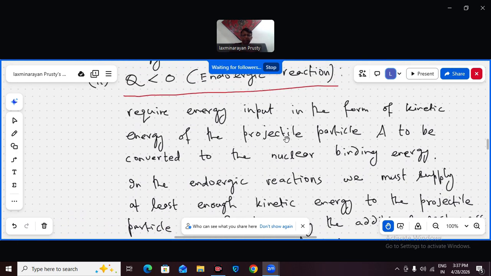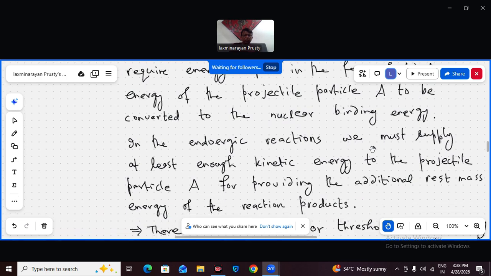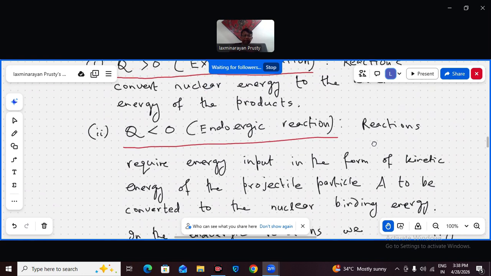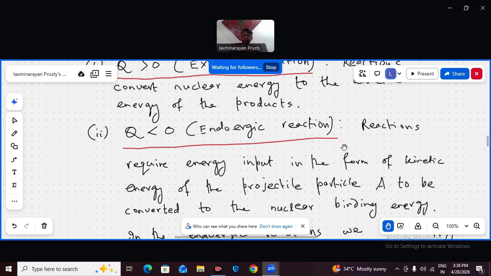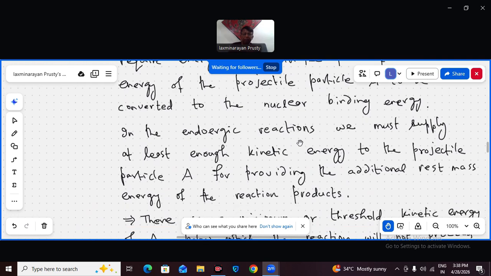Okay, because this kinetic energy will be converted to nuclear binding energy to form bigger rest masses. In an endoergic reaction, bigger rest mass means that C and D will have bigger mass than A and B. A and B together rest mass will be less than C and D together rest mass, because this is an endoergic reaction. Q is negative: Ma plus Mb minus Mc minus Md, times C square. If that has to be negative, it means Mc and Md together will be greater in rest mass compared to Ma and Mb. Okay.